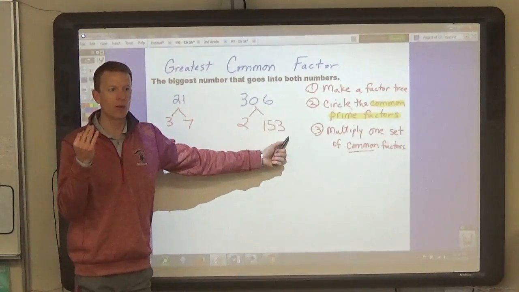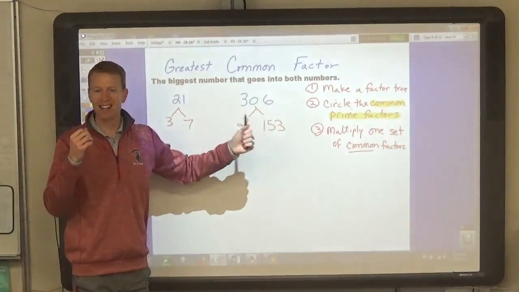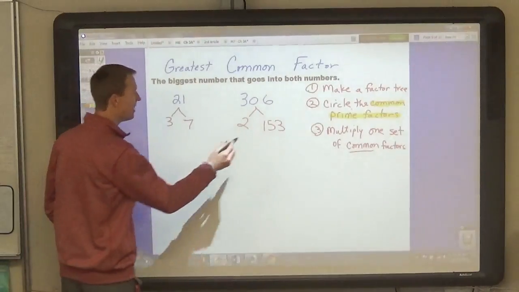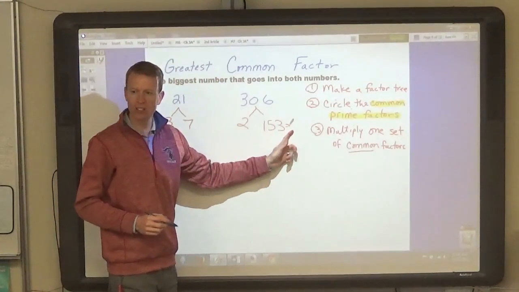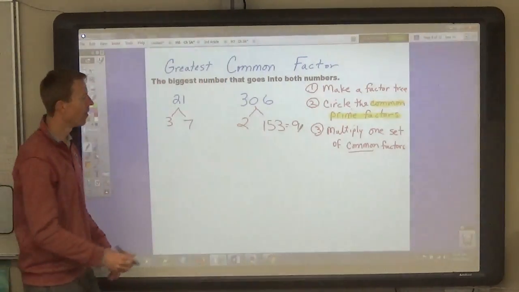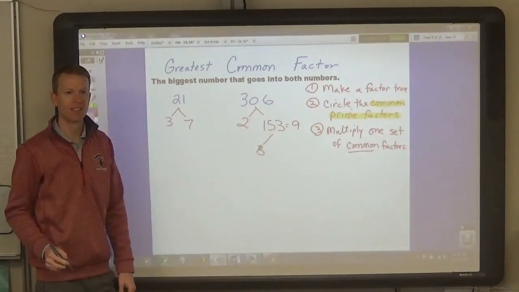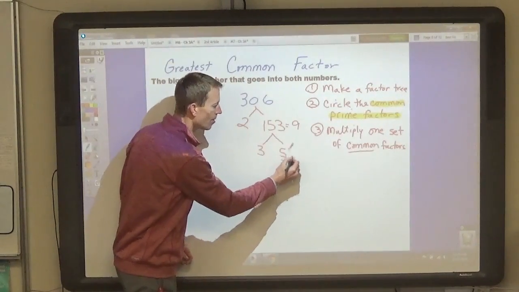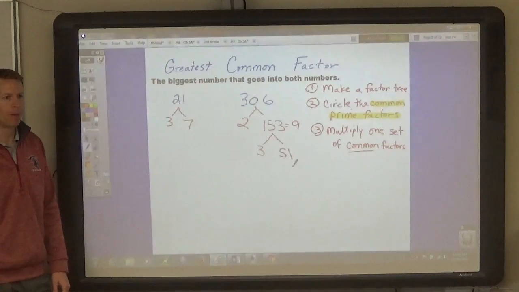Check. How do we check 3? Always add the digits. When we add the digits, it equals what? 9. So we know 3 is a factor, right? So now we have to divide it by 3. Bella, did you already do that? 51? Good.